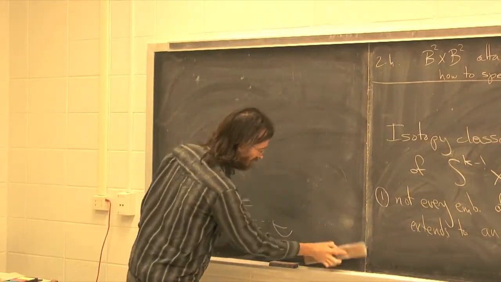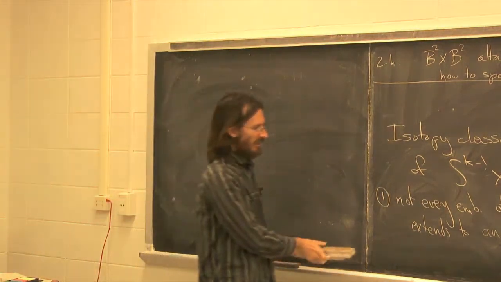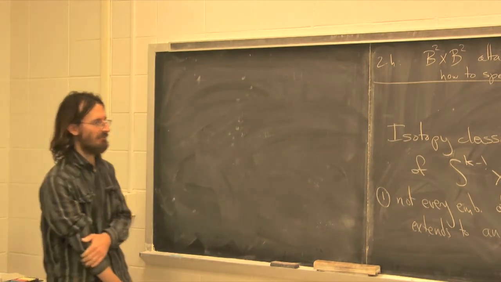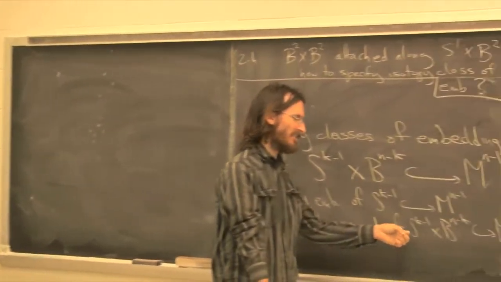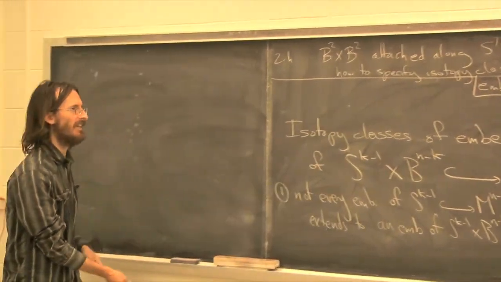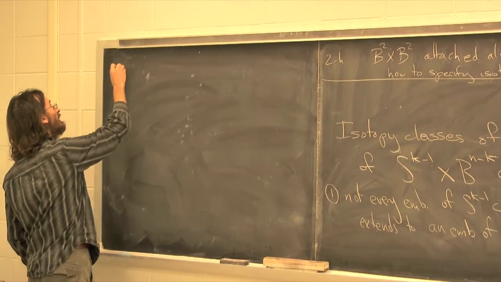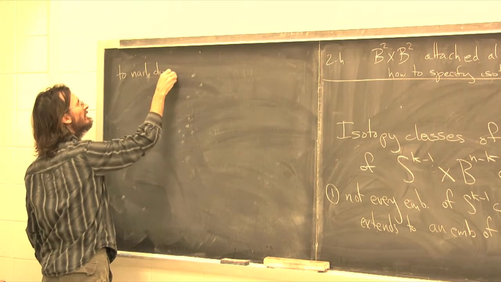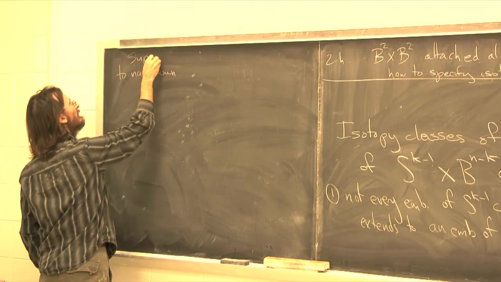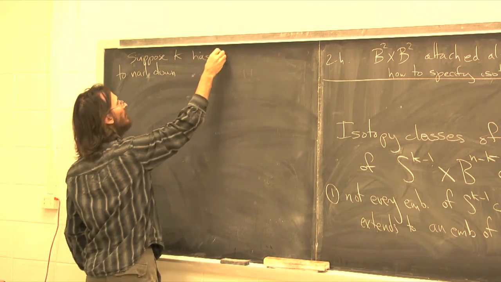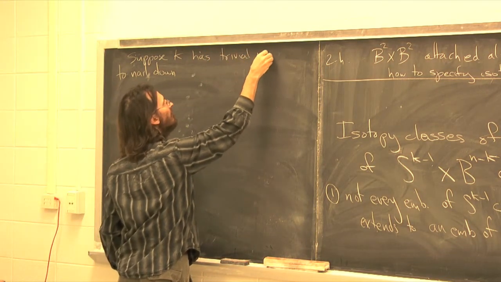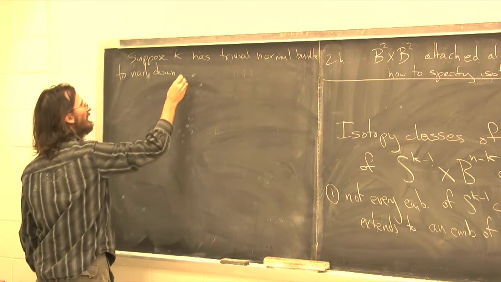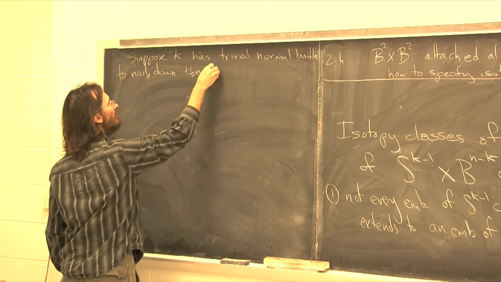Okay, but now the real question is: suppose it does have a trivial bundle. What do we need to do to specify exactly which extension, which embedding, works? To nail down the extension of the isotopy, suppose now that K has a trivial bundle.